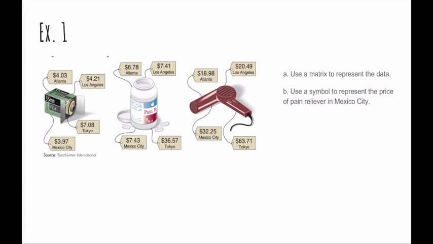So, I don't know, I'm going to do a 3 by 4 matrix, but you could just as easily do a 4 by 3. And I'm going to label film, painkillers, and the hairdryer. And then we have Atlanta, Los Angeles, Tokyo, and Mexico City. And then we put the information in each of these.